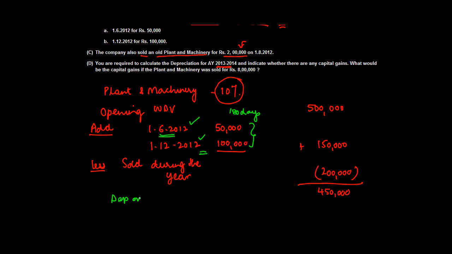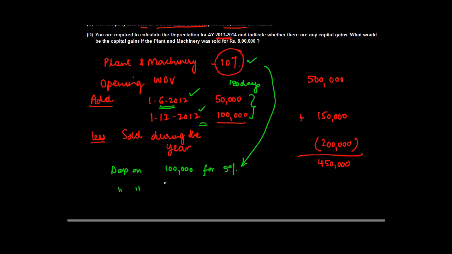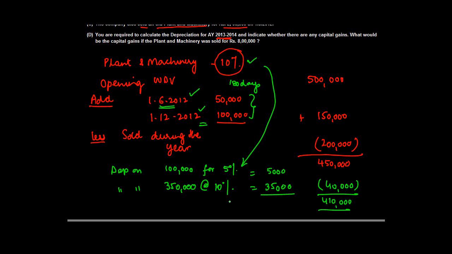So we will have depreciation on 1 lakh at 5%. Why? Because 10% is the rate, and we have reduced this to 50%. And depreciation on 3,50,000 at the rate of 10%. So this will be 5,000, and 10% will be 35,000. So your total depreciation will be 40,000. The written down value will be 4,10,000.